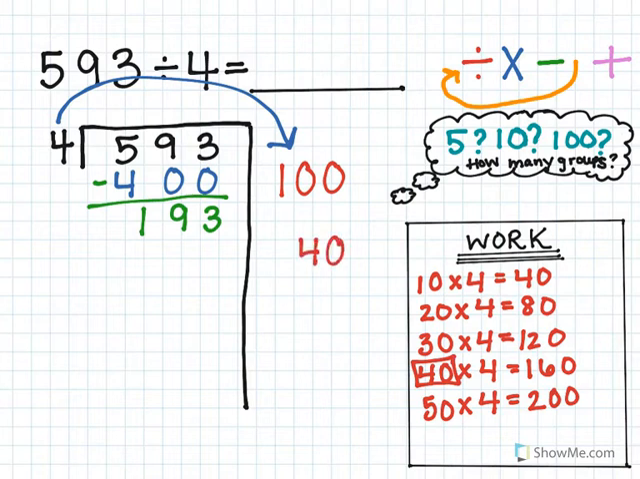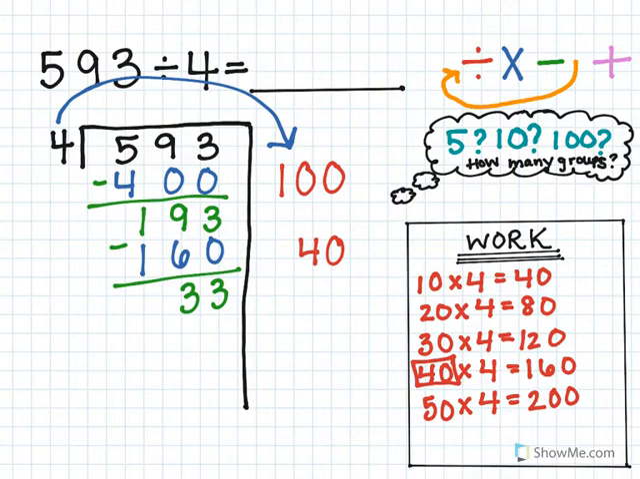My next step is to multiply. So I'm going to multiply 4 times 40, which gives me 160. Next up, we subtract. 3 minus 0 is 3, 9 minus 6 is 3, and 1 minus 1 is 0. So I'm just left with 33. But since 33 is still larger than my divisor of 4, that means I have to keep dividing. So I'm going to go back to step 1, which is divide.